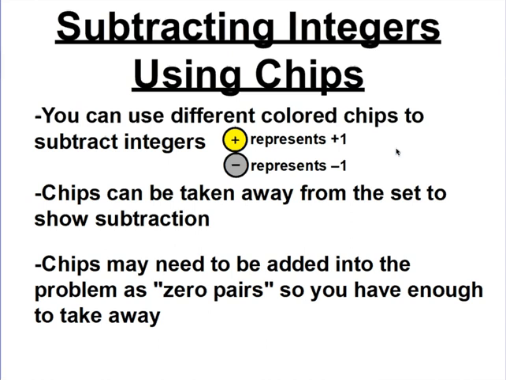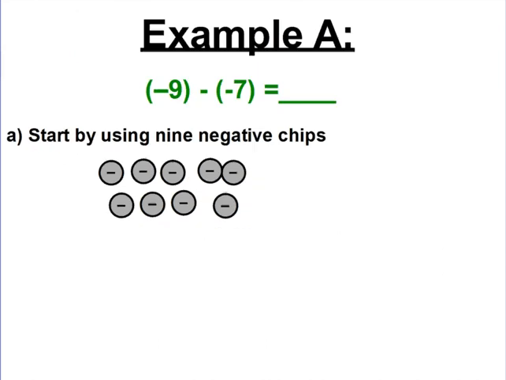Sometimes we don't have enough chips to take away, though, so we have to add in 0 pairs, that same thing we used before, to help us get enough chips to take away. So that may sound confusing, but I'm going to show you an example that hopefully helps you make sense.